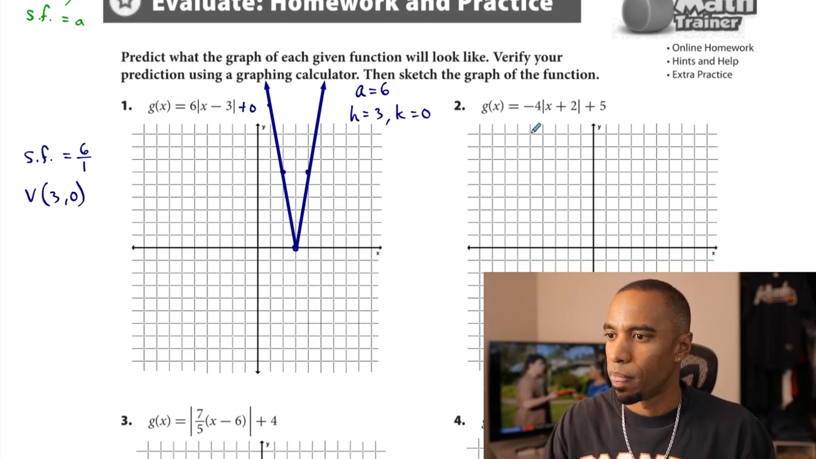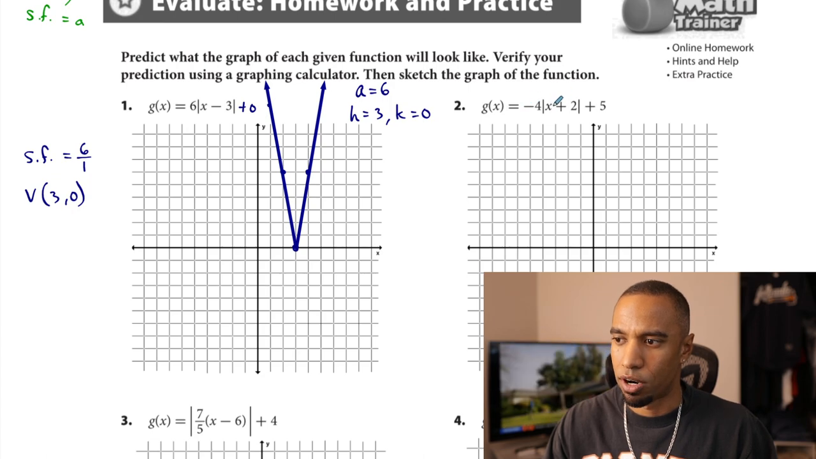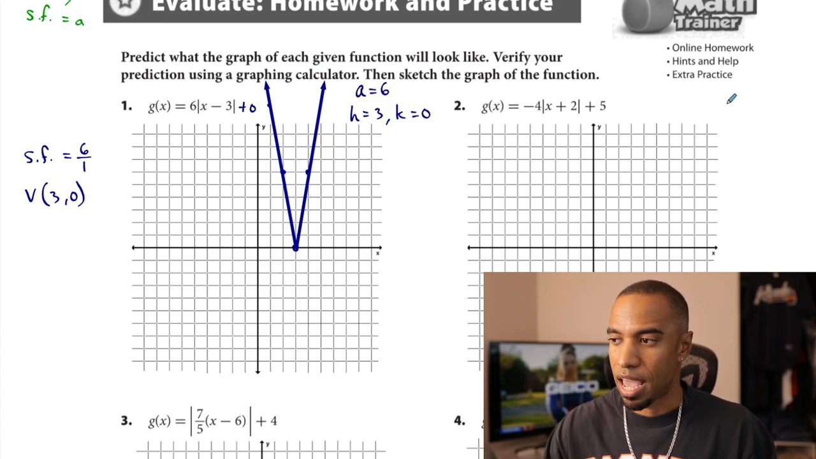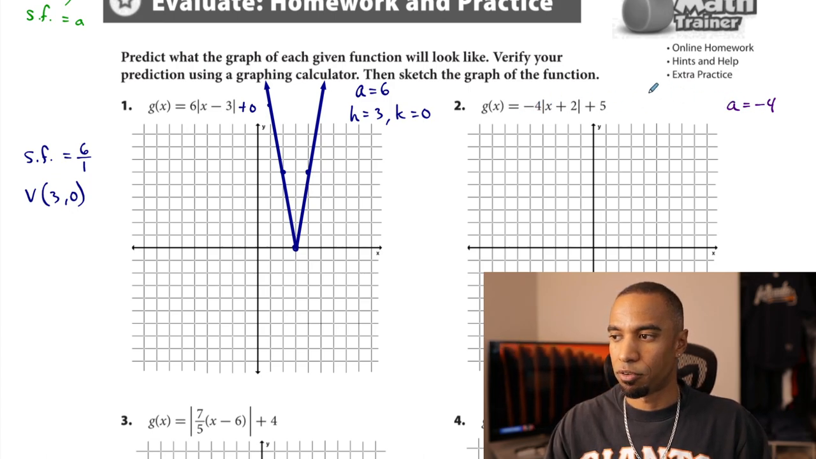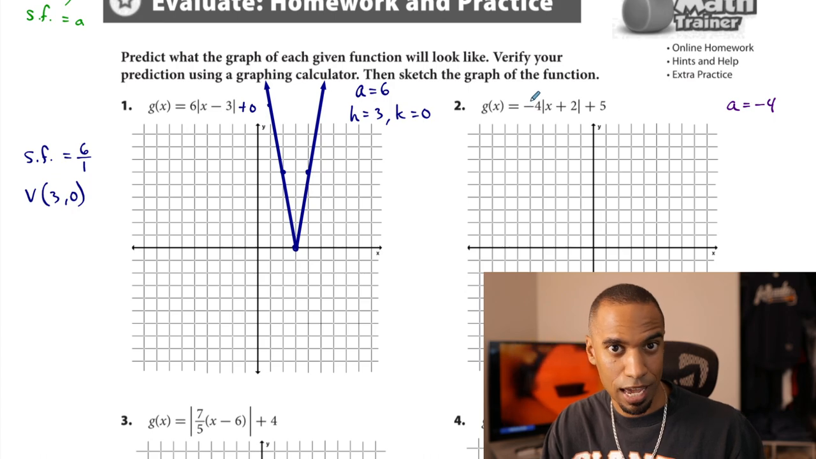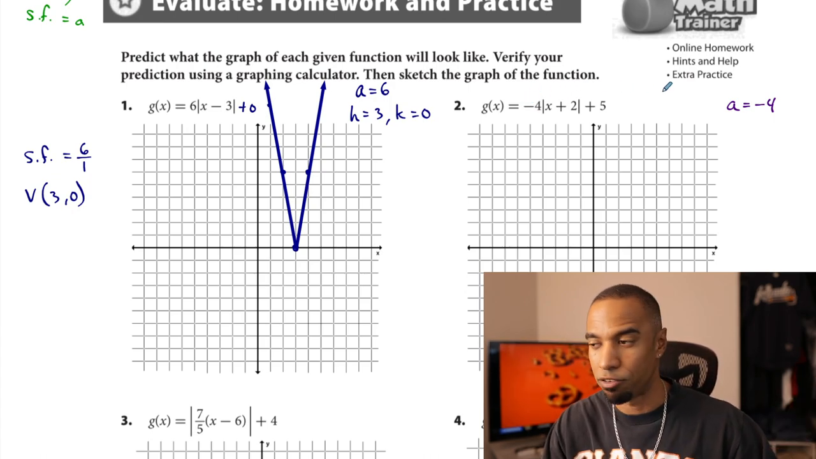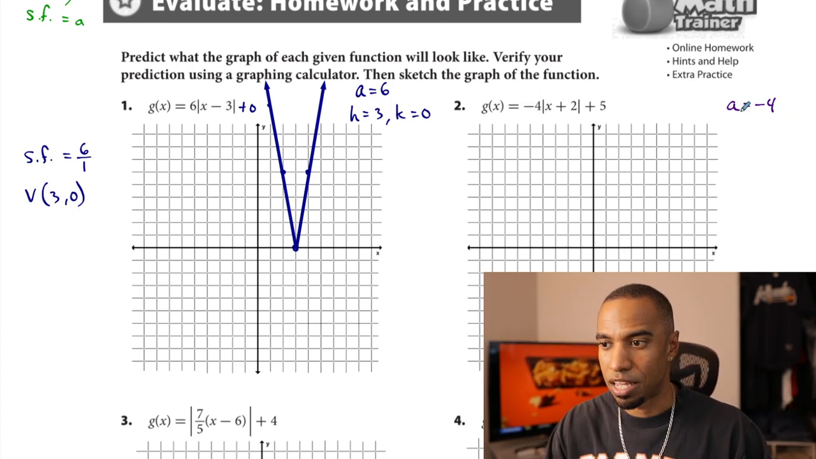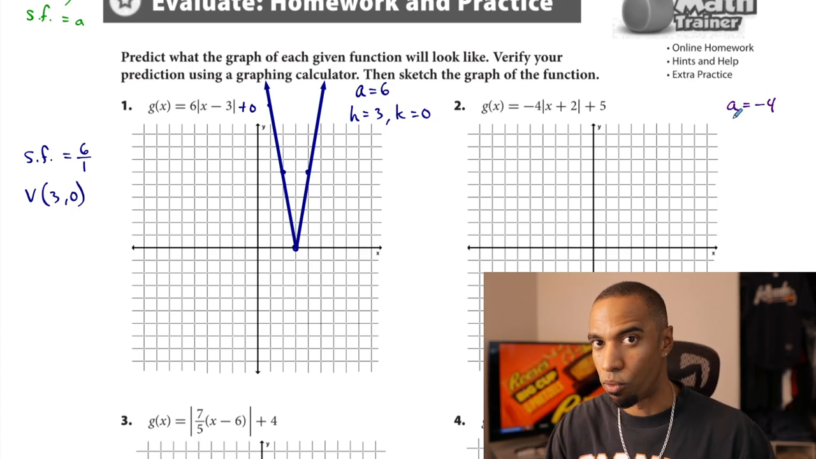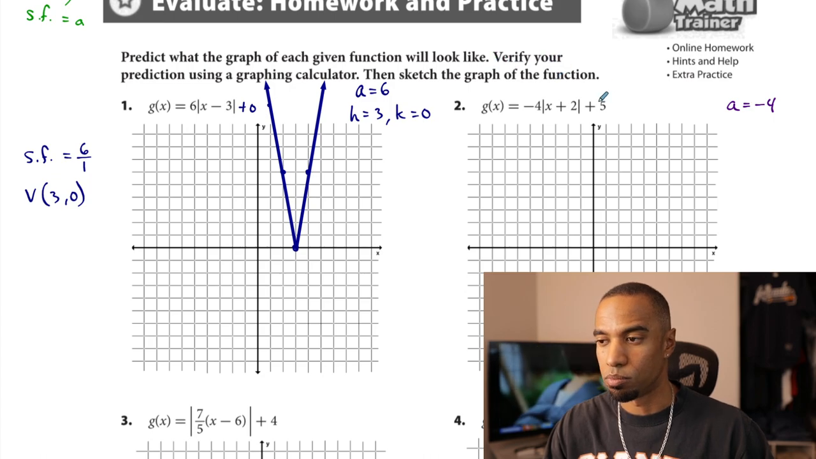Number two, g of x equals negative 4 times the absolute value of x plus 2, and then plus 5. The stretch factor, the A value, is negative 4. You have to be careful here because this time it is a negative value, and it does matter because it's not inside the absolute value, and this will flip the graph over. Your stretch factor is negative 4 over 1, so it's down 4 as we go over 1. We'll pay attention to that.